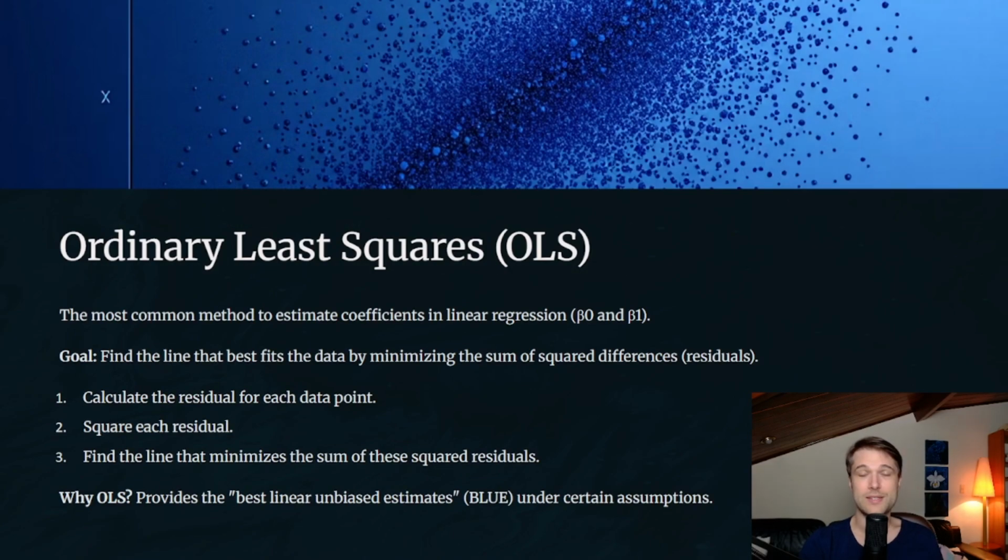The OLS is the most common method used to estimate coefficients in linear regression. The idea of this model is to find the line that best fits the data by minimizing the sum of squared differences, or residuals. Conceptually, it's simple. You calculate the residual for each data point, you square the residual, and then you find the line that minimizes the sum of these squared residuals. Why OLS? Because it provides the best linear unbiased estimates, the BLUE, under certain assumptions that we're going to talk about more later.